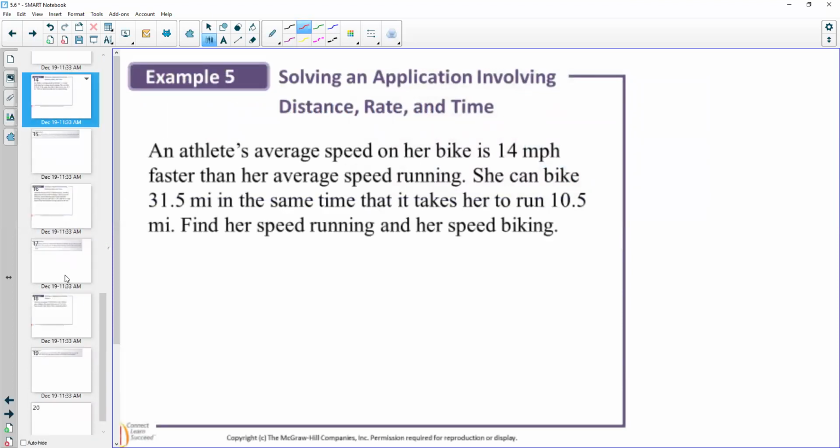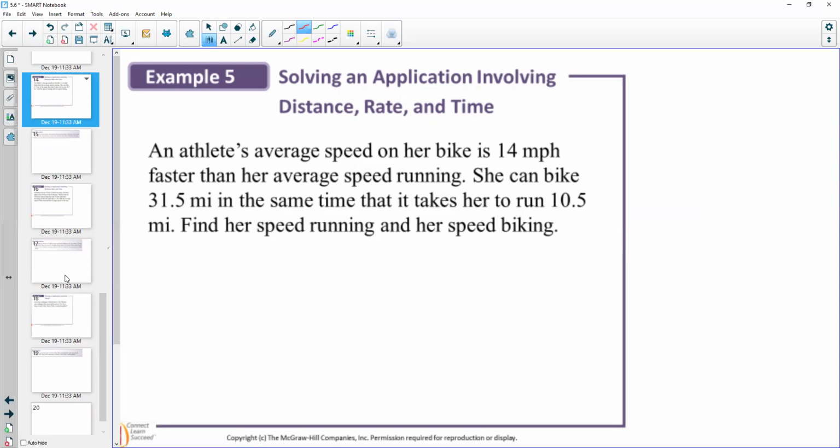This is where it starts to get a little different, okay? An athlete's average speed on her bike is 14 miles per hour faster than her average speed running. So that makes sense. She goes faster on a bike than she does when she runs. That's a good thing. She bikes 31.5 miles in the same time it takes her to run 10.5 miles. God bless her, she ran 10.5 miles. Find her speed running and her speed biking.